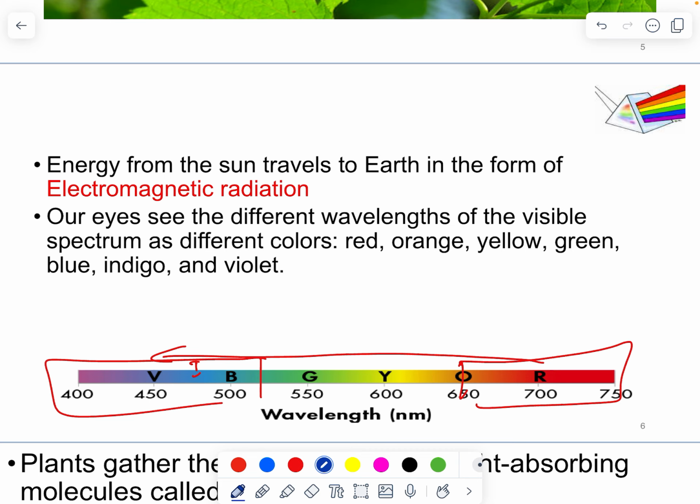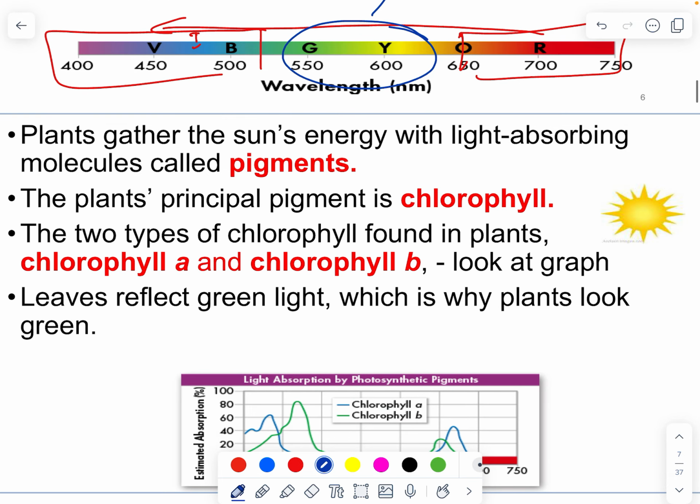I'll do a different color. They reflect a lot right here. They reflect it because they don't have the pigments necessarily. Not all plants, but a lot of plants. And so this is called pigments, right? What plants absorb light with. And there's two main pigments, chlorophyll A, which is the main one, and chlorophyll B. And chlorophyll is the principal pigment, okay? Like the main one. There's other pigments, which we'll talk about here in a second.